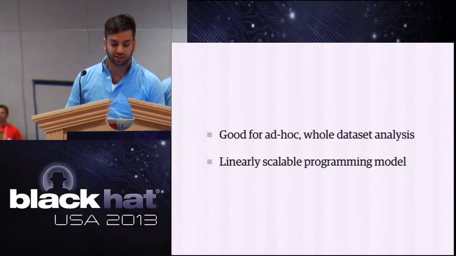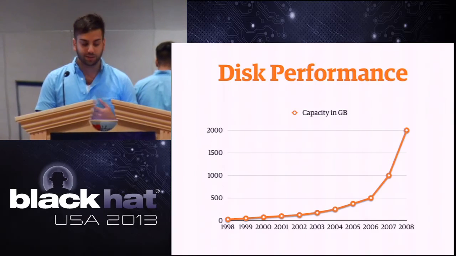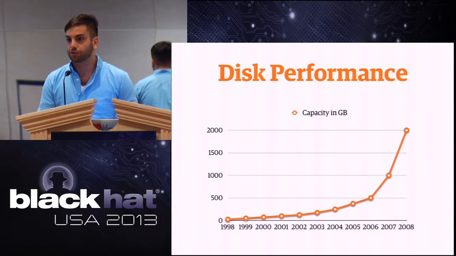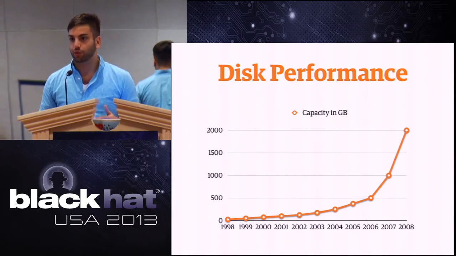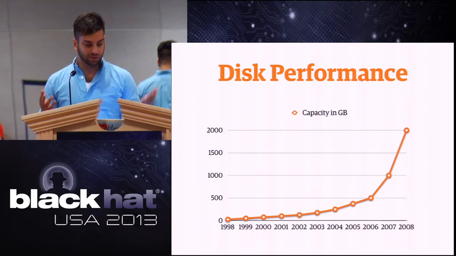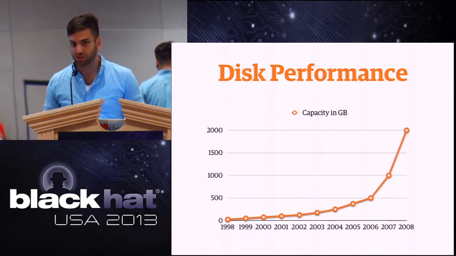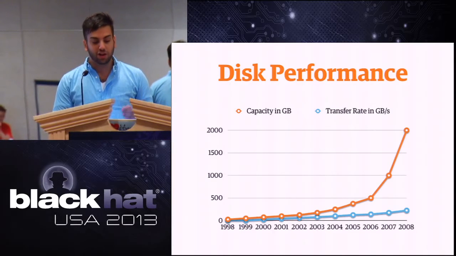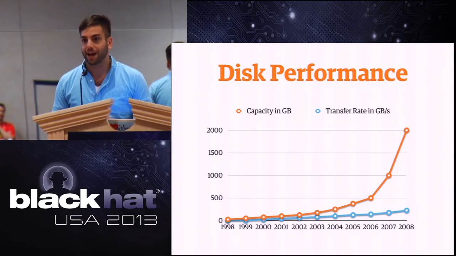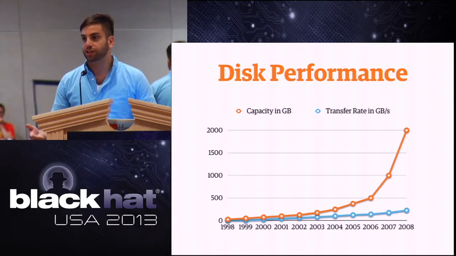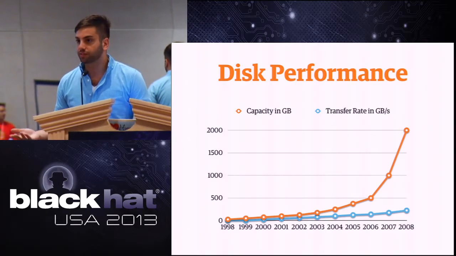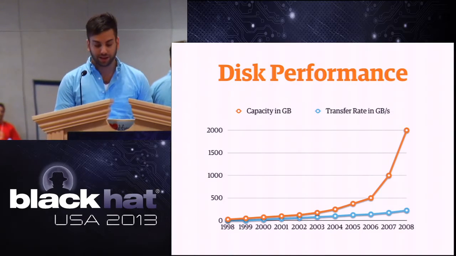To start off, I'm going to talk a little bit about MapReduce briefly. The idea with MapReduce is that over time, disk capacity has grown exponentially. In 1998, we could store a little bit of data on drives. Now we can store a ton of data on drives. Unfortunately, even though disk capacity has grown significantly, the rate at which we can read data from drives hasn't grown nearly as quickly. So we can store all this data, but the rate at which we can read it off the drive hasn't increased enough for us to make good use of that.